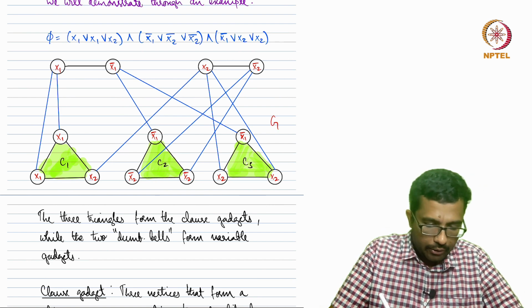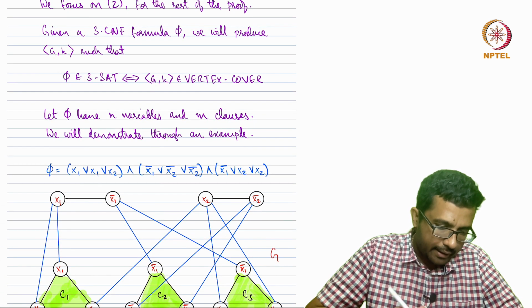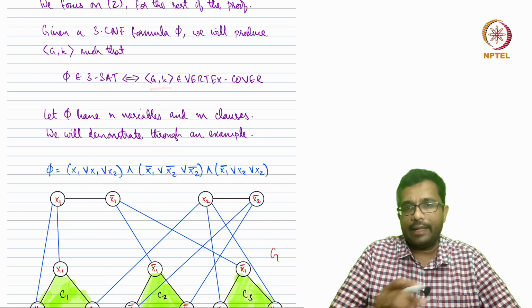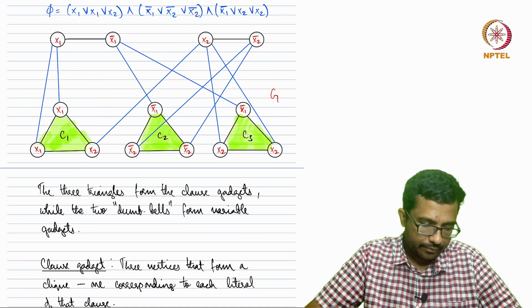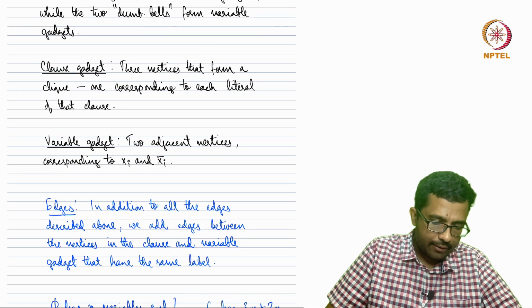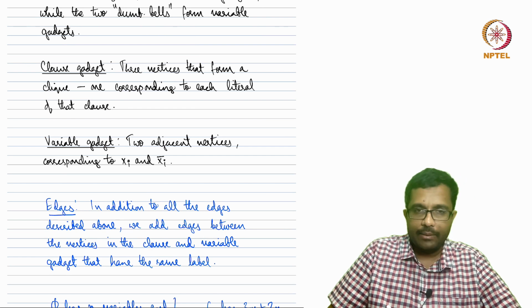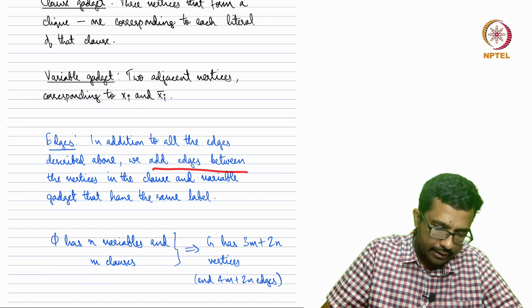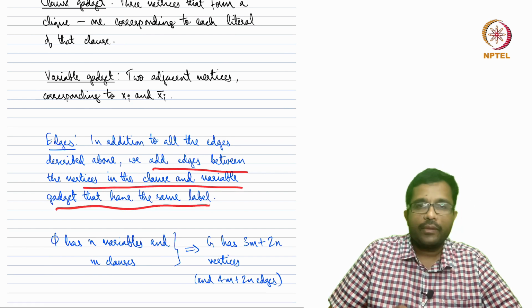Now, to get the instance, all that we have to do is to determine K, or tell what K is. This is explaining whatever I just said. 3 vertices form a clique in the clause gadget and 2 adjacent vertices in the variable gadget, and these are the new edges. We add edges between the vertices in the clause and the variable gadget that have the same label.